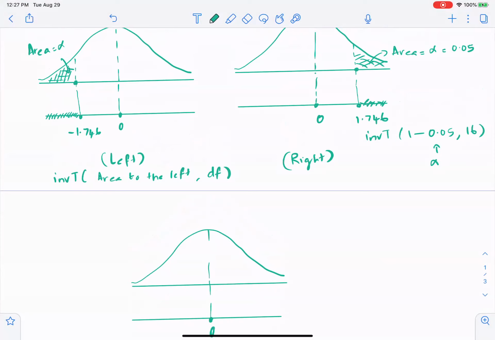Interesting. So if you observe closely, that number and that number are the same in magnitude. They differ only by sign. So you can either simply stick with the left side approach and change the sign, or take two separate approaches to get critical values like I showed you here.